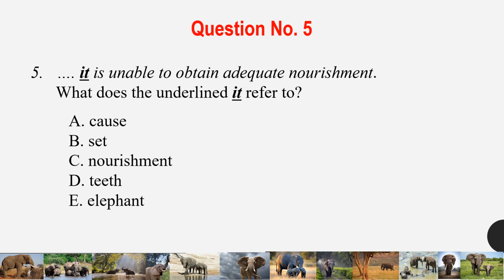The last question, question number 5. Blah blah blah, it is unable to obtain adequate nourishment. What does the underlined it refer to? Of course, the correct answer must be option E, elephant.